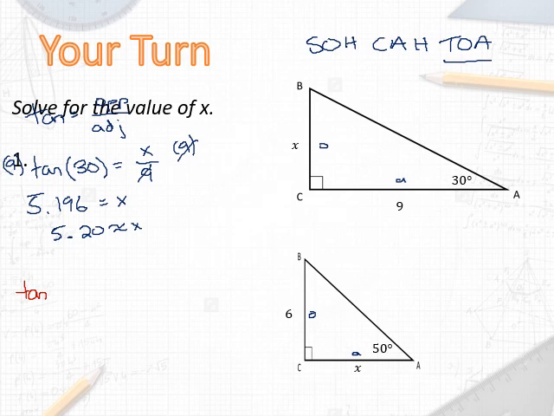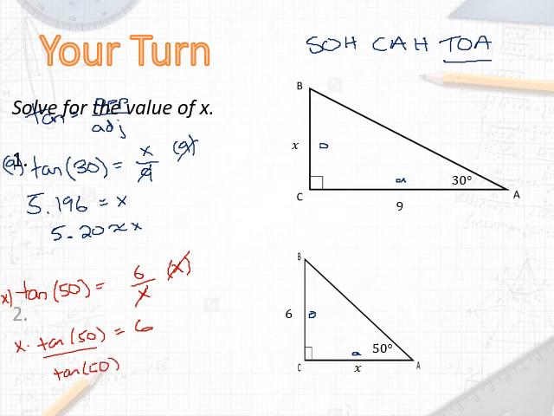The second one is tan again, because it's still opposite and adjacent. Tan of 50 degrees is equal to 6 over x. This is one of those scenarios where the x is underneath the fraction, so multiply by x on both sides. They cancel, and then we've got x times tan 50 is equal to 6. Divide by tan 50 on both sides.